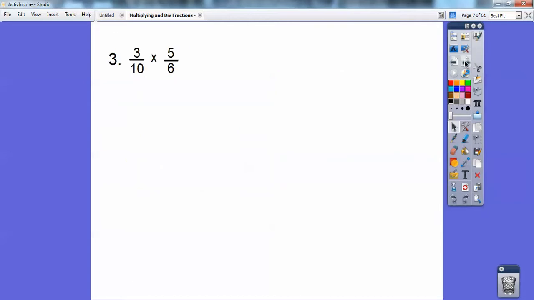All right, on this one here, you can go ahead and multiply 3 times 5, and then 10 times 6. And then this one needs to be reduced, you guys. So I know 5 goes into both of those. So if I divide both top and bottom by 5, I get 5 goes into 15 3 times, 5 goes into 60 12 times, so I get 3/12. So it equals 3/12, and then that can be reduced some more. That's going to equal 1/4.